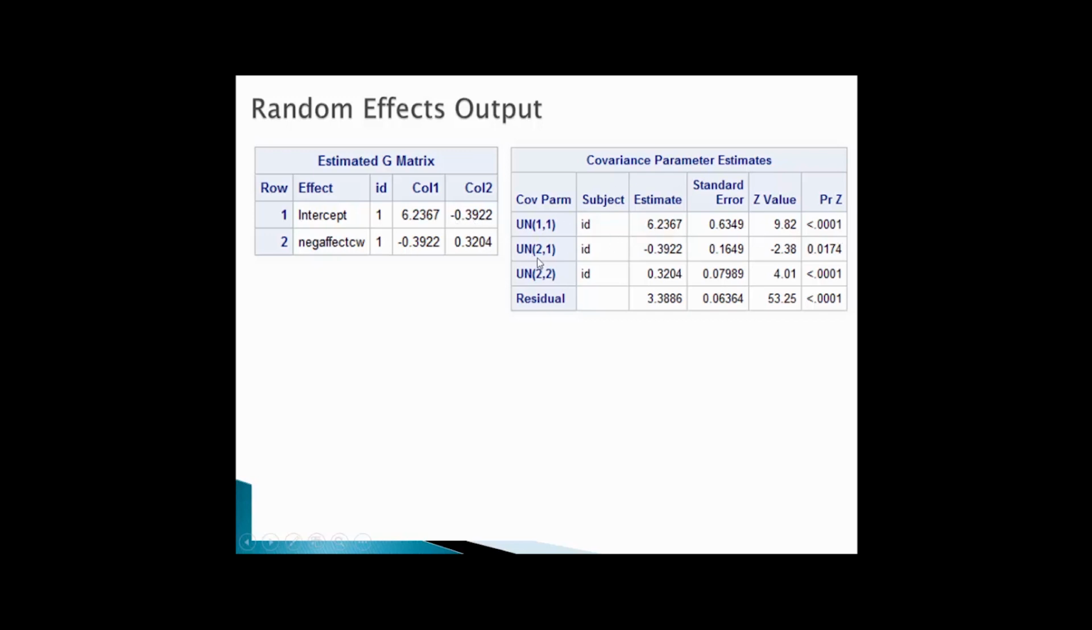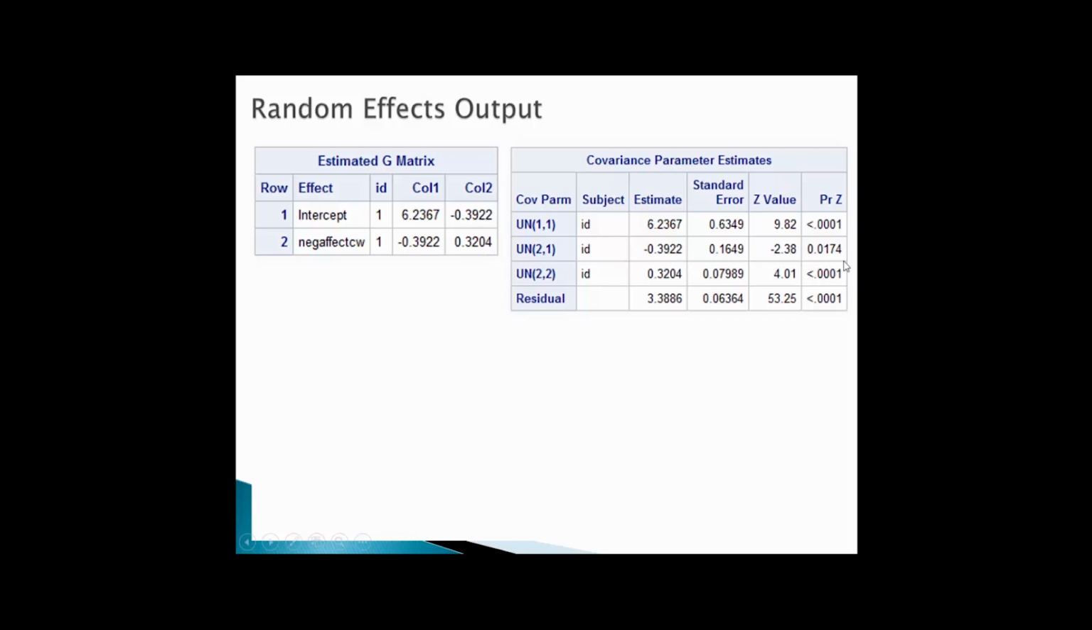Row 2, column 2, I'm going to move down a couple of rows, is the variance of the slope. And that's asking the question: is the relationship between negative affect and craving at the within person level stronger for some people than it is for others? We can see that there's a significant variance estimate there. So we can conclude that in fact it is stronger for some individuals than it is for others. We also have a covariance between these two things, and the covariance is negative.